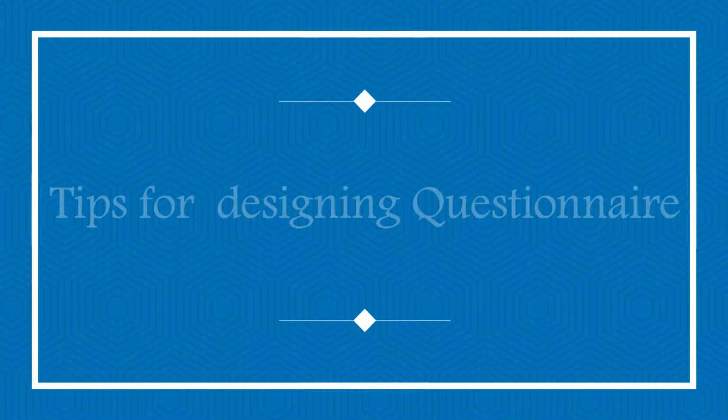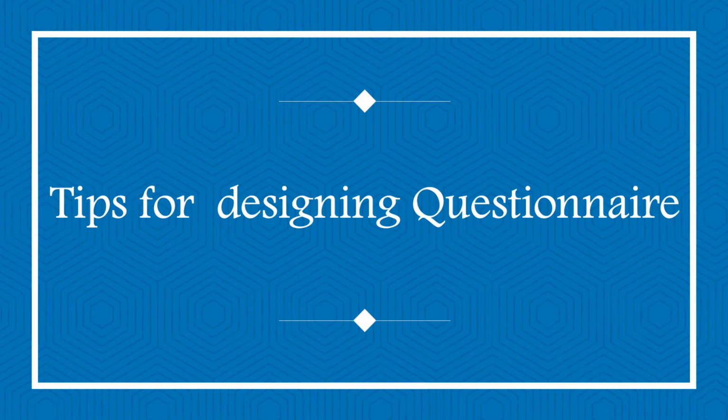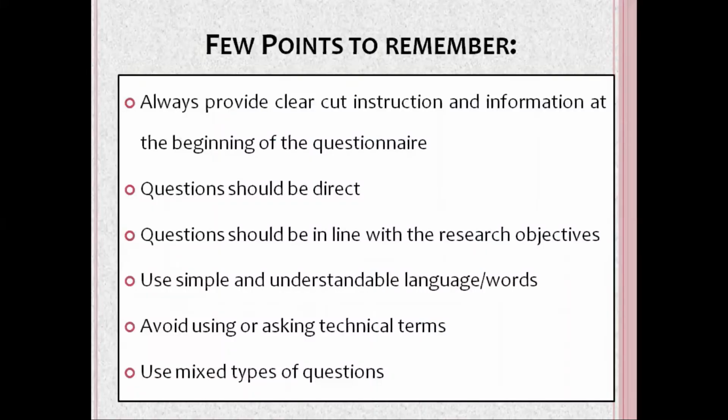So before I end, I would like to put forward the following few points. A researcher must remember these few points during the process of setting or designing the questionnaires. Okay. When you set or design a questionnaire, before you dispatch it into the field, remember to always provide clear-cut instructions and information at the beginning of the questionnaire. Okay. What is the purpose of the questionnaire? How should they answer the questionnaire, either by tick mark or circle? All this information should be provided at the beginning of the questionnaire.